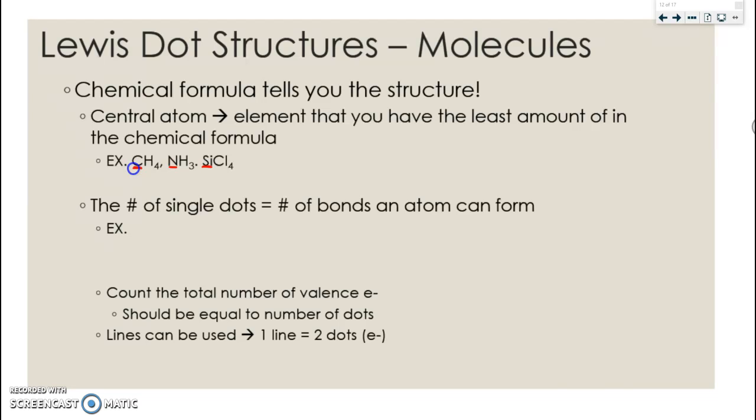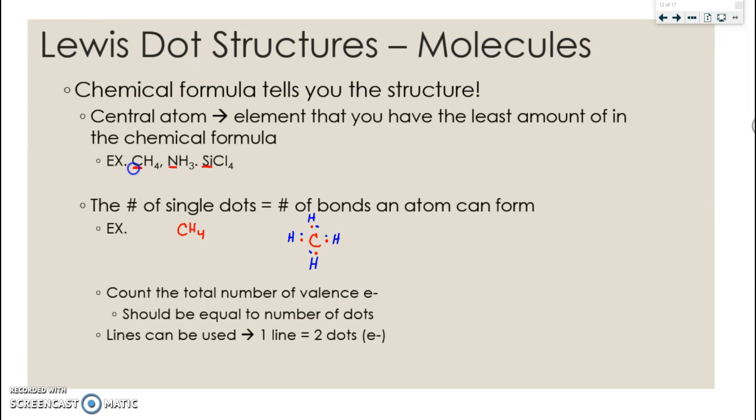Another helpful hint with these is that the number of single dots on the central atom tells you the number of bonds an atom can form. For example, if we draw out CH4, carbon is in group 4A, so it gets 4 dots: 1, 2, 3, 4. Therefore, it can make 4 bonds with the provided 4 H's. Each H has 1 dot, because it has 1 valence electron. And that would be the dot structure for CH4.